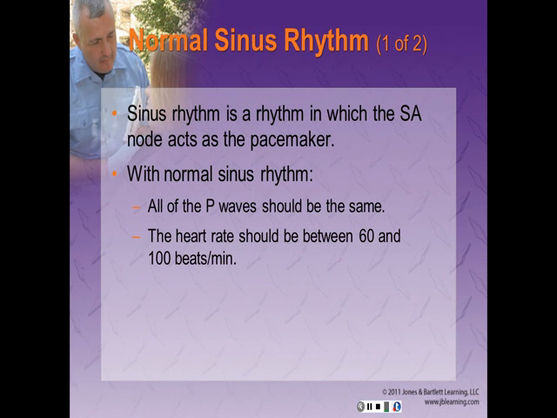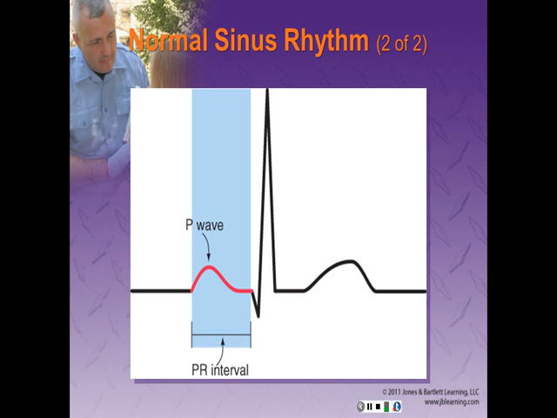Normal sinus rhythm. This is a sinus rhythm in which the SA node acts as the pacemaker. All of the P waves should look the same, and a normal heart rate for most people is between 60 and 100. A rhythm strip with these attributes is showing normal sinus rhythm here. You see the upright normal P wave, the PR interval, and the QRS complex followed by the T wave.